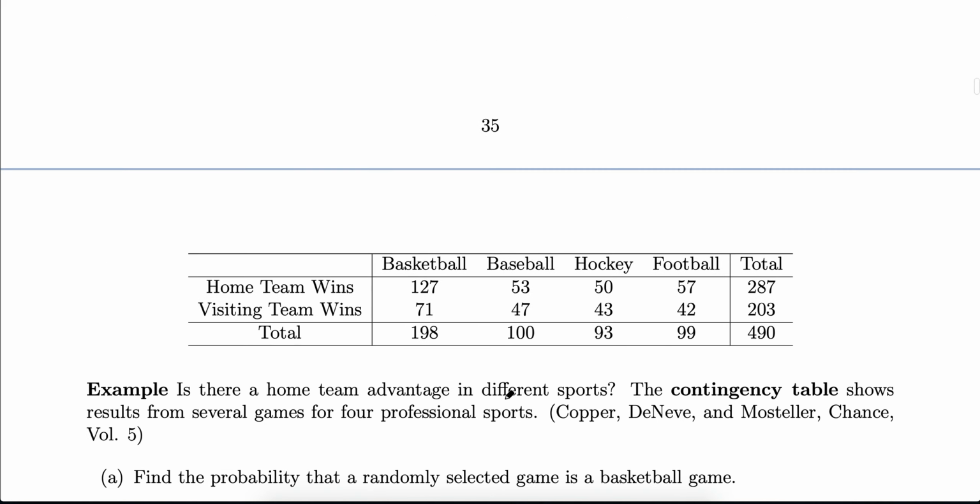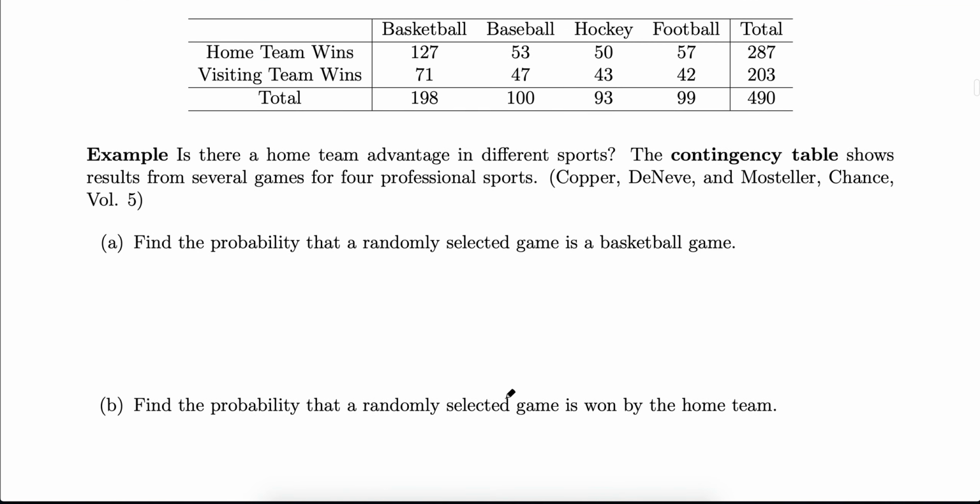Let's check out one more example before we start adding on to this. So in this particular example, we're looking at the relationship between home team advantage across different sports. And notice we are randomly selecting a game from these 490 total games. So we can consider these equally likely. So to find probabilities, we're just going to do number of outcomes in the event out of our total possible 490 outcomes. So this one wants to know what's the probability we get a basketball game.